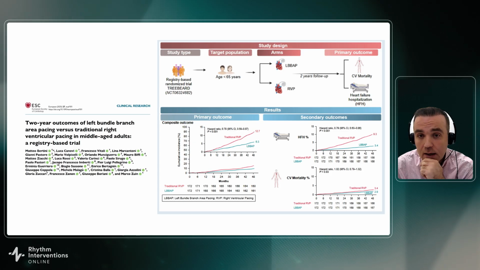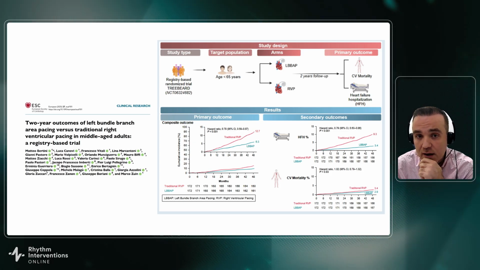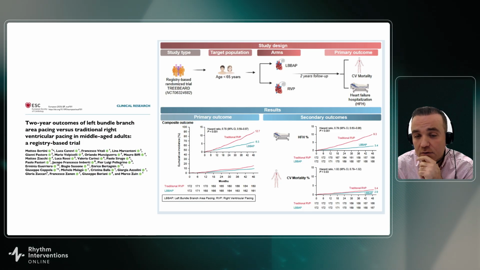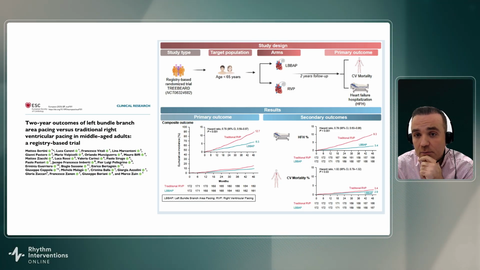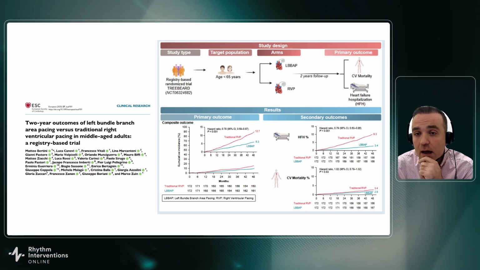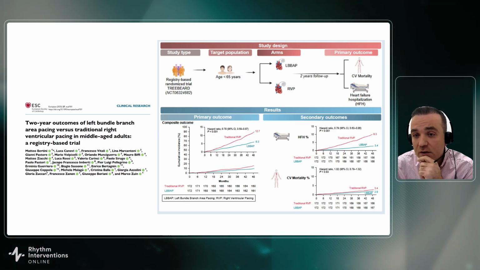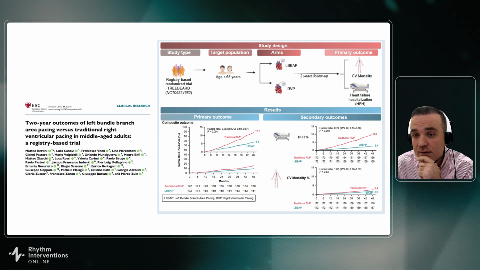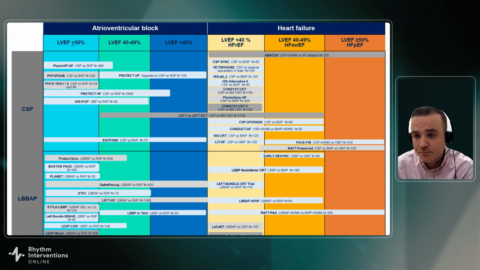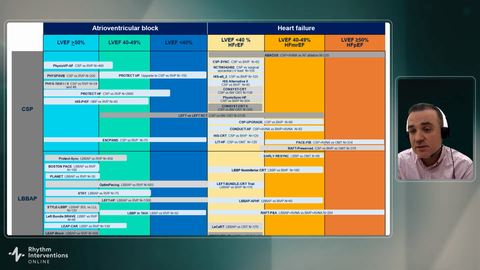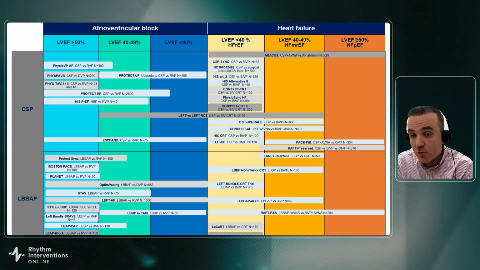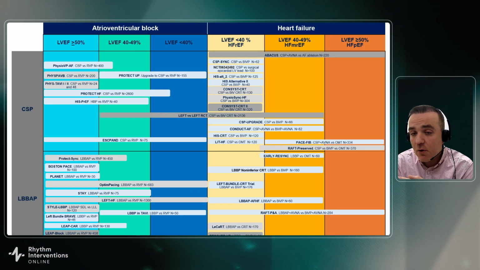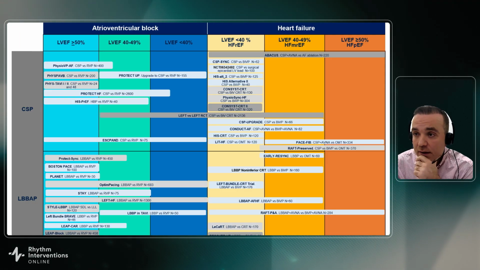And the last study, presented this year during the ESC Congress, was a registry-based randomized trial, included young patients younger than 65 years old, and the patients were randomized to left bundle branch area pacing against right ventricular pacing. And after 2 years of follow-up, there was also a significant positive difference for left bundle branch area pacing over right ventricular pacing concerning the primary endpoint, which was a combined endpoint of cardiovascular mortality and heart failure hospitalization. Although we have many positive studies, we are still waiting for the large randomized controlled trial. There are many trials running right now, and we hope that we can know more during the next 2 to 3 years.